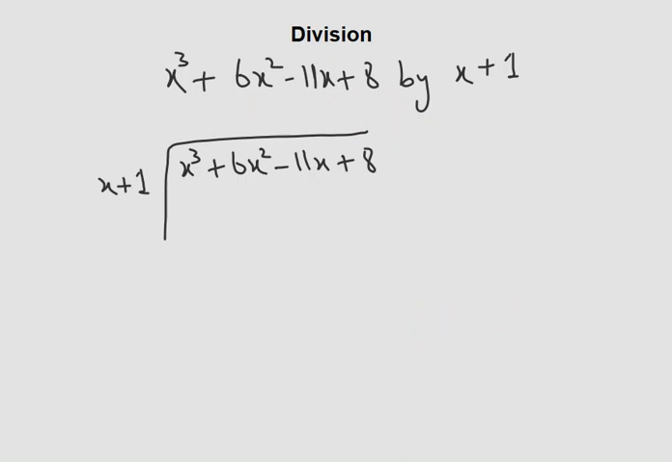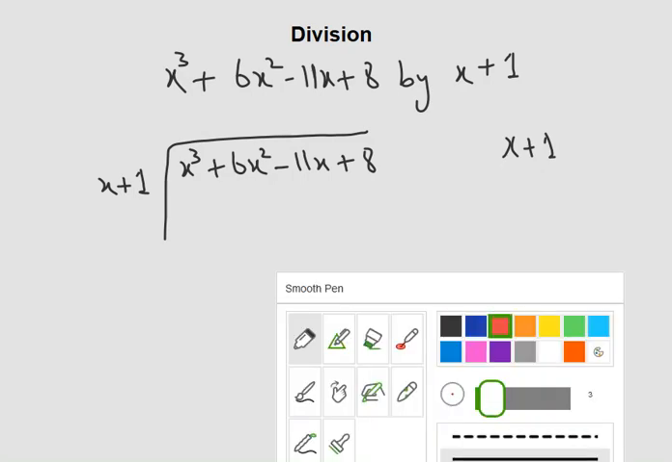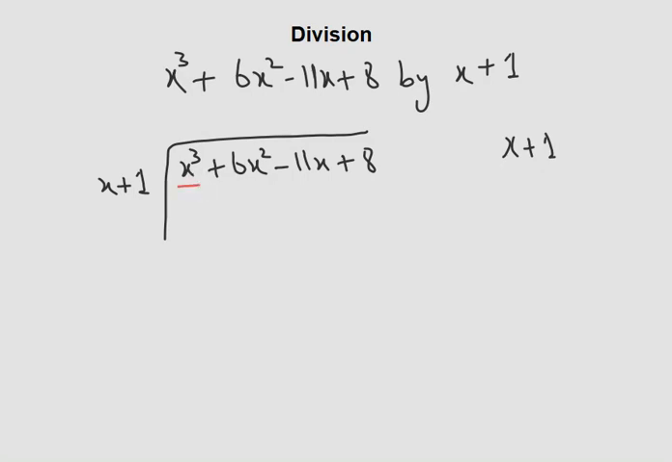Now we are moving forward to division, how we are going to do division. This is the example given to you, that is x cube plus 6x square minus 11x plus 8, and it is divisible by x plus 1. So this is the divisor, x plus 1 is the divisor. You have to divide this expression by x plus 1. It is the same as multiplication. Now x plus 1 is given, so how do we go? The first term here is x cube.